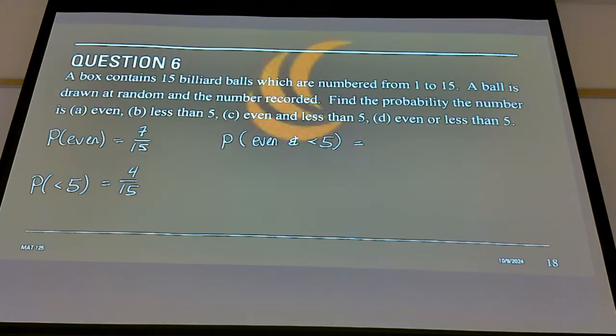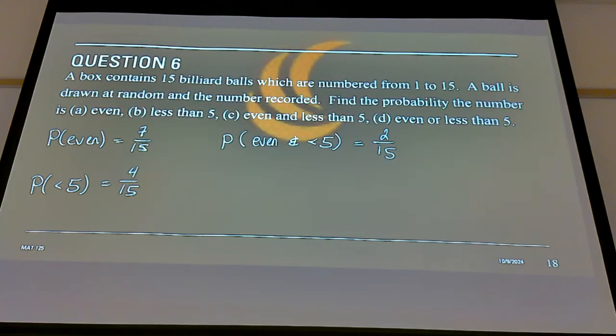Even and less than 5. I don't think it's 7 plus 15. 2 in 15. No, they said 7 plus 4. How did they get that? But it's wrong. I don't know where 7 plus 4 is coming from.